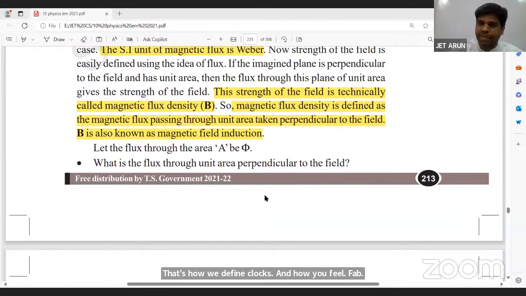So let the flux be phi. It's denoted by phi, Greek letter phi. This is called capital phi. In Greek, it is called capital phi.